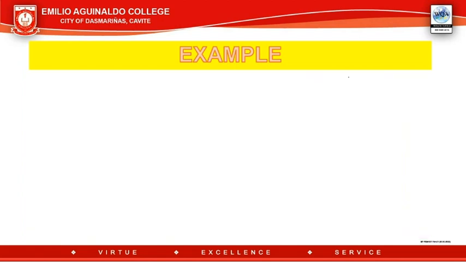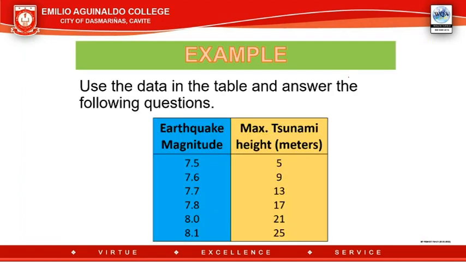Okay, balikan natin yung ating table. So we have their earthquake magnitude up to 8.1 alone. And the value that we will be looking for will be 8.5. So it means we have to approximate values. But how can we approximate the values? We can also use observations here. See, we have a linear relationship between the earthquake magnitude and the height of the tsunami.